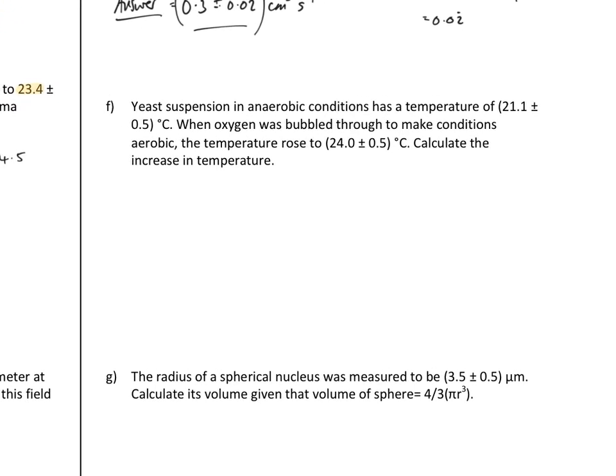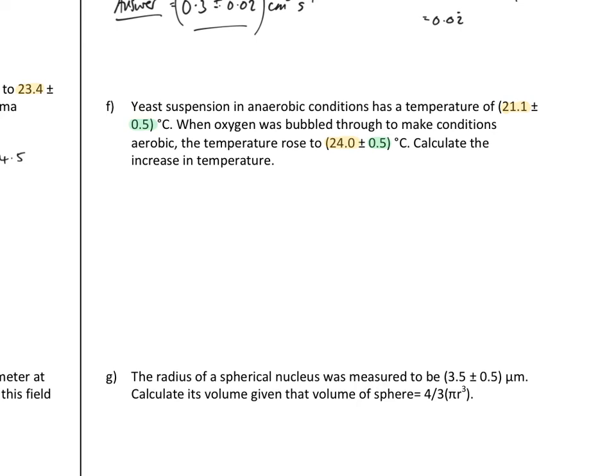Next, yeast suspension in anaerobic conditions has a temperature of 21.1. Yellow, 21.1. When oxygen was bubbled through to make the conditions aerobic, the temperature rose to 24. Remember, it's fully using the sugar, so more heat is produced. Calculate the increase in temperature. So this is a nice, easy one. It's just working out the increase. They're both in degrees C, so it's nice and easy.